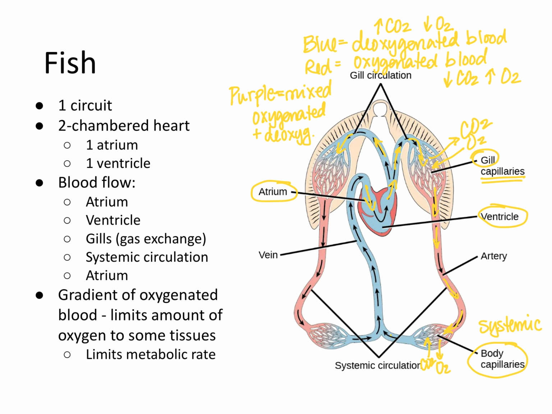And then that carbon dioxide, or that deoxygenated blood, is going to leave the systemic circulation and head back to the heart, where it's going to return to the atrium and then go into the ventricle, where it then leaves to go back out to the gills. Now, because there is some mixing of the blood, there's actually a gradient of oxygen in the blood. And so this limits the amount of oxygen that can reach some of the tissues. And due to this, it does limit the metabolic rate of fish.